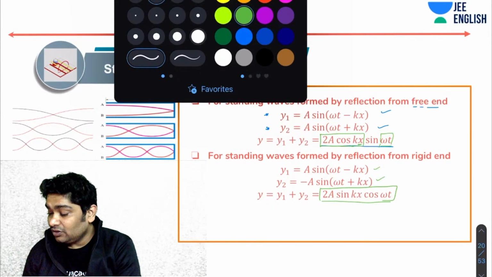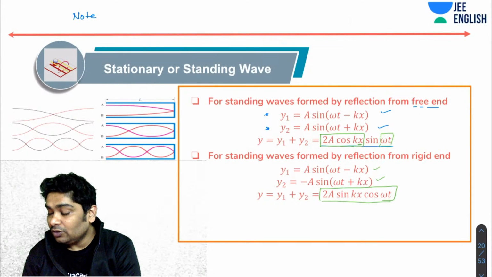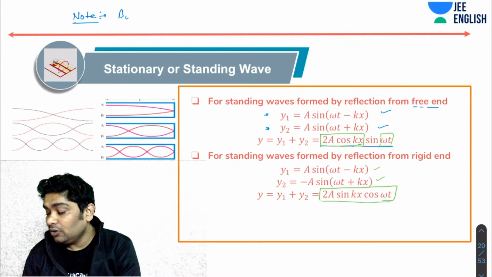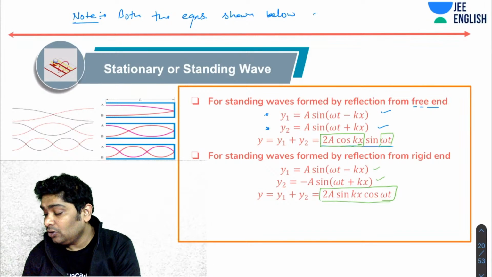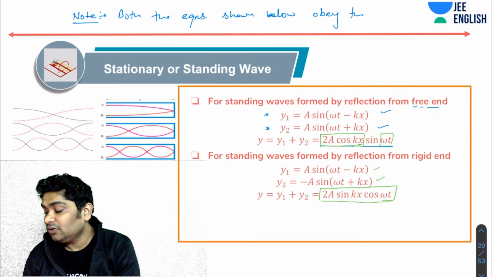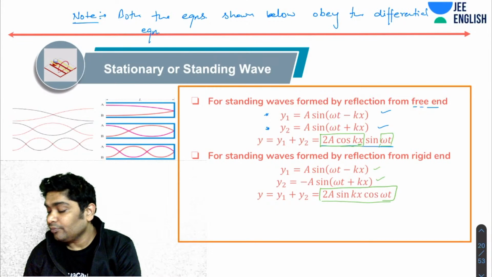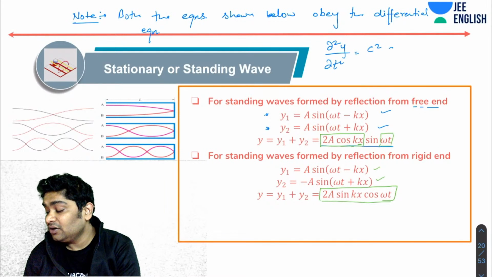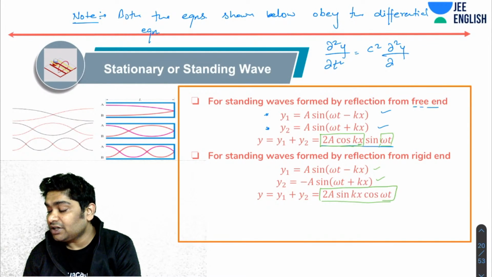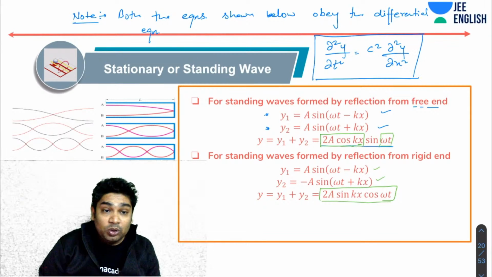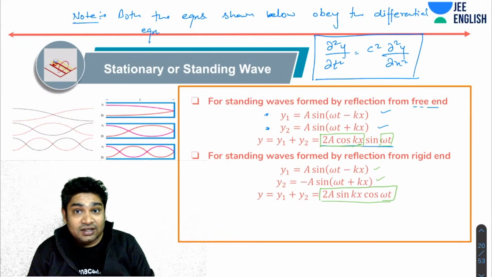Okay, so let's make a note. Both the equations shown below obey the differential equation del 2y by del t2 equals c square times del 2y by del x2. Now you can check that for yourself and you will realize both these equations are actually obeying this differential equation. That is why this is a wave.